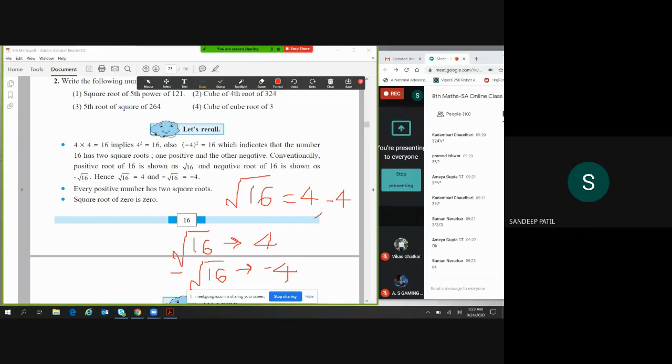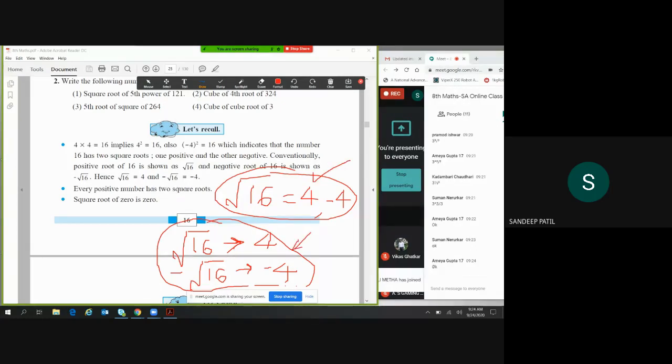As you are in 8th standard and appearing for the exam for this book, you have to follow this book. This is also right according to mathematics, but we have to follow the conventions the book has given. Whenever they ask the root of 16, positive value, you should write 4. If they ask negative of root 16, you should write minus 4. Please be careful. Though the other is correct, you have to follow this convention.